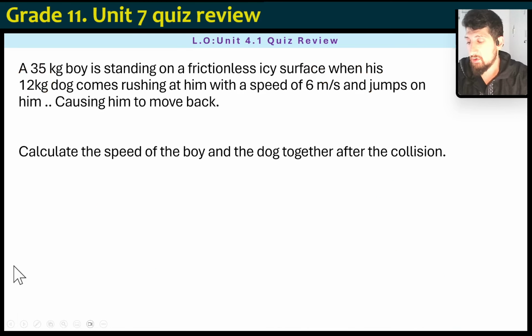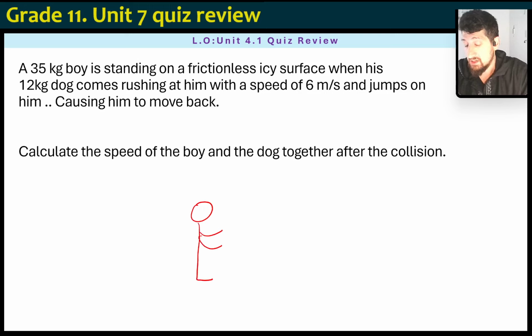A 35 kilogram boy is standing on a frictionless icy surface when his 12 kilogram dog jumps on him. So here's the boy, standing on a frictionless icy surface when his dog jumps on him. The dog has a mass of 12 kilograms while the boy has a mass of 35 kilograms. The boy is stationary, which means he's not moving, but the dog is traveling at 6 meters per second. Then it says calculate the speed of the boy and the dog together after the collision.